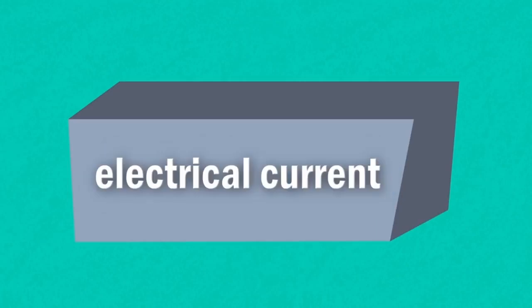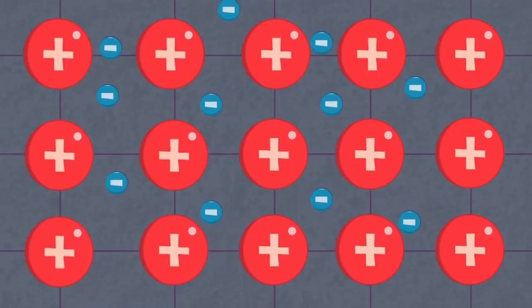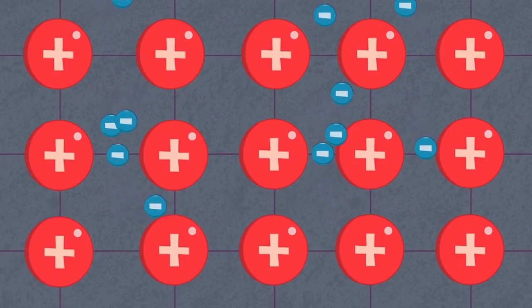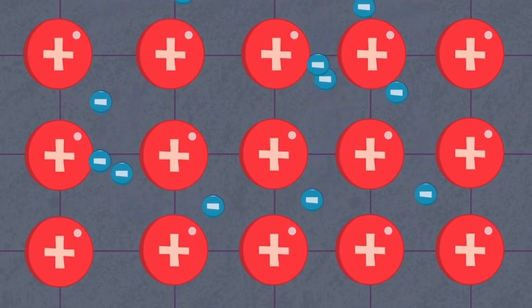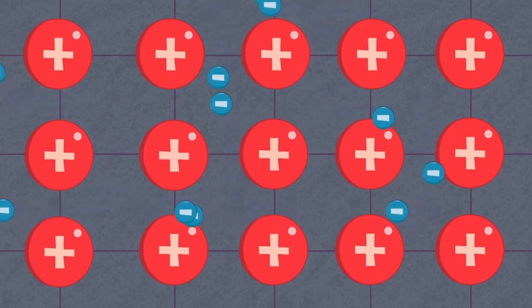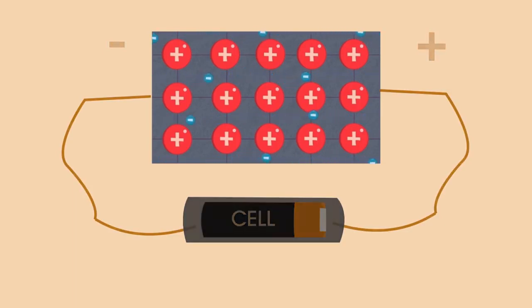We do need to sidestep for a moment to look at electrical current in a metal. From our lesson Behaviour of Metallic Structures, we know that electrons in a metal aren't bound to particular atoms. They form a sea of electrons that can move easily if a potential difference or a voltage is applied across it. This could be from an electrical cell or a battery. The electrons will begin to drift towards the positive terminal of the battery, and this is what happens when current flows. Current is the movement of charge, in this case electrons.